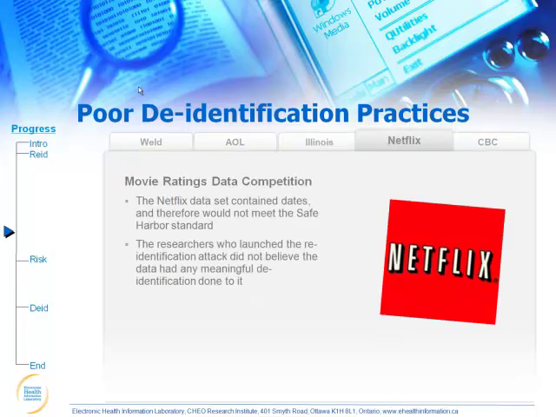In the Netflix case, there are a couple of issues there. One is that dates of movie ratings were included, so because it includes dates, it would not pass the Safe Harbor standard. But also, the people who did the attack on the Netflix data claimed that they cannot believe the data was perturbed in any way. So even the folks who did the attack made it clear they didn't believe this was de-identified data, because they don't believe any perturbation was done to the data.